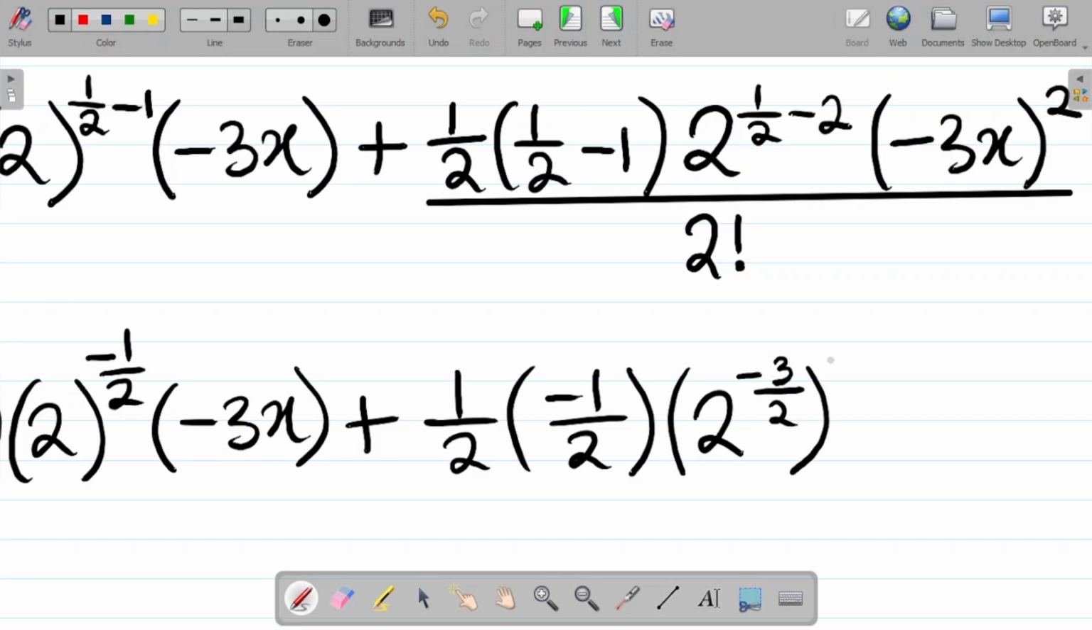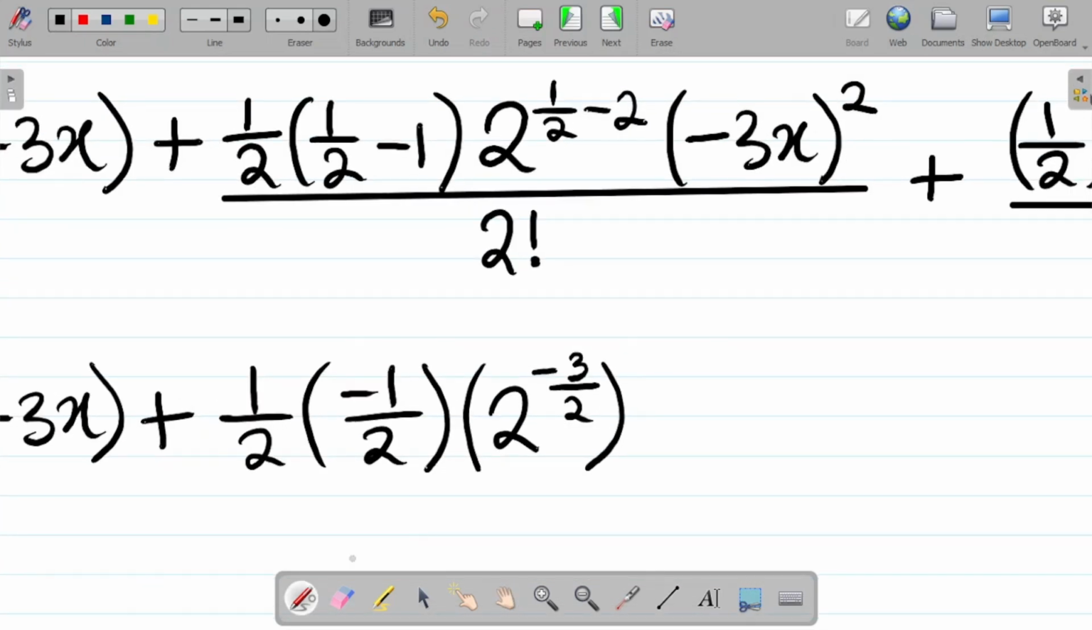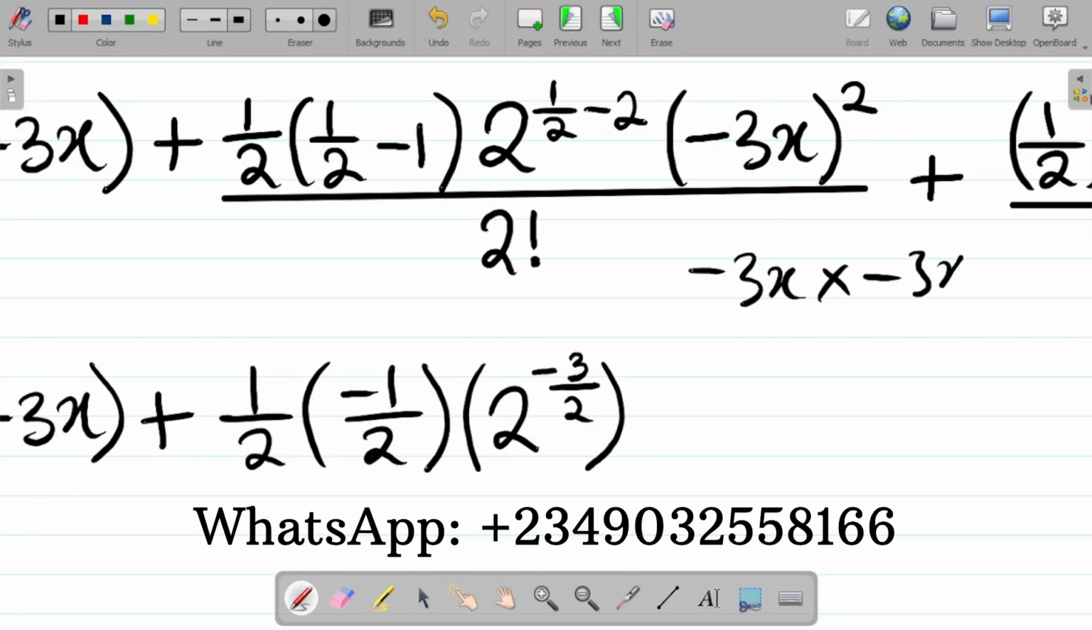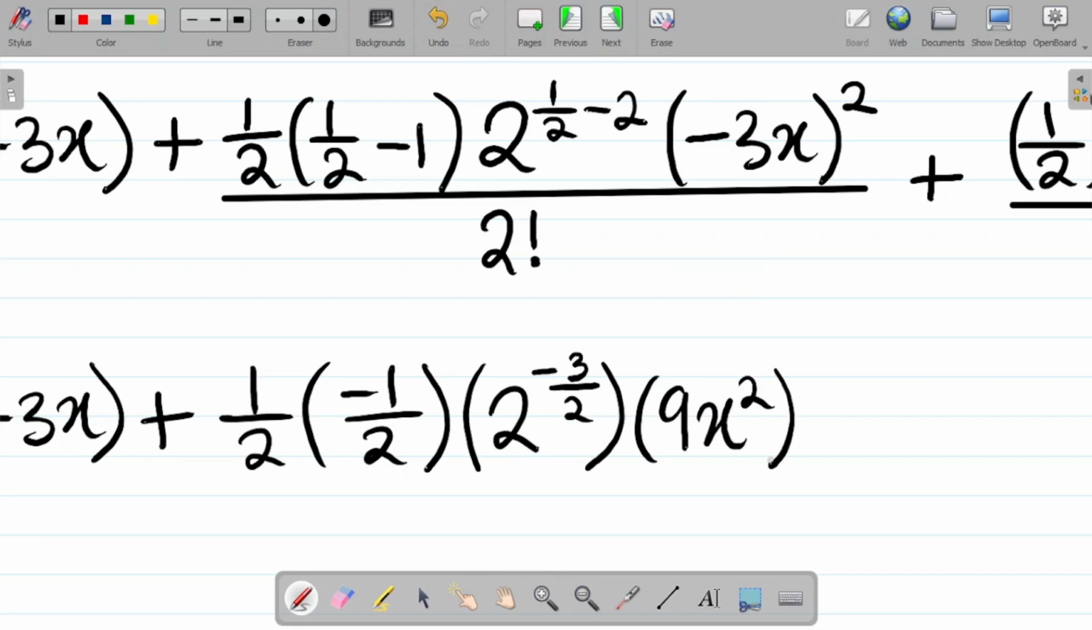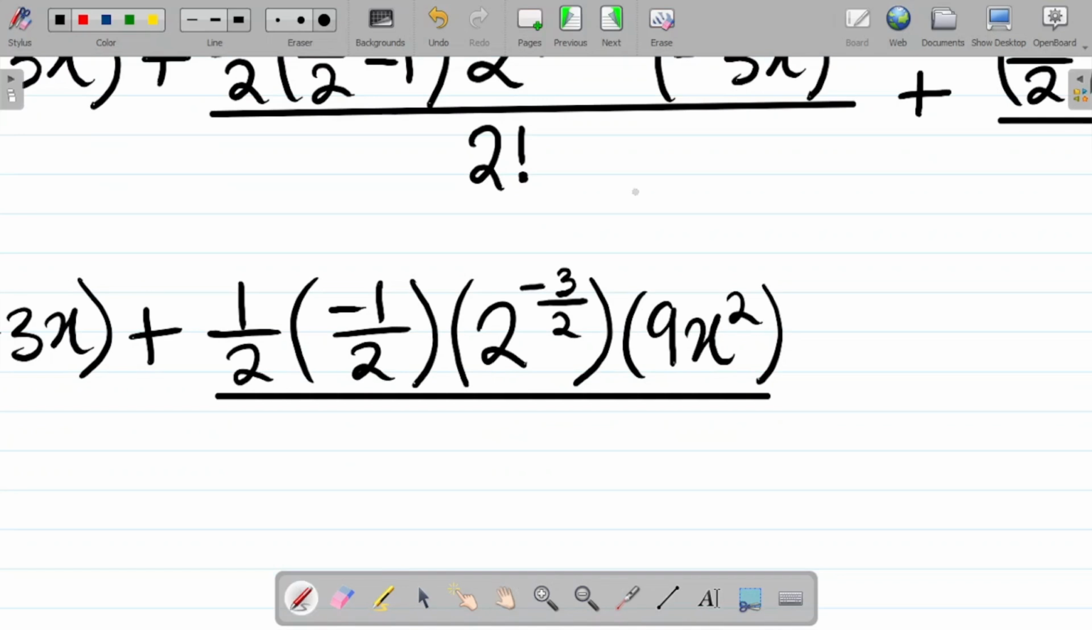You have that. Into the next thing you have there is minus 3x all squared. That's minus 3x multiplied by minus 3x. Minus 3 times minus 3 is plus 9. x times x is x squared. So the answer is 9x squared. So I'll come back and write this as 9x squared. So this into 9x squared, all over 2 factorial, which is simply 2 times 1. That's the value of 2 factorial. And 2 times 1 gives you 2. So my denominator here is 2, plus my final term.